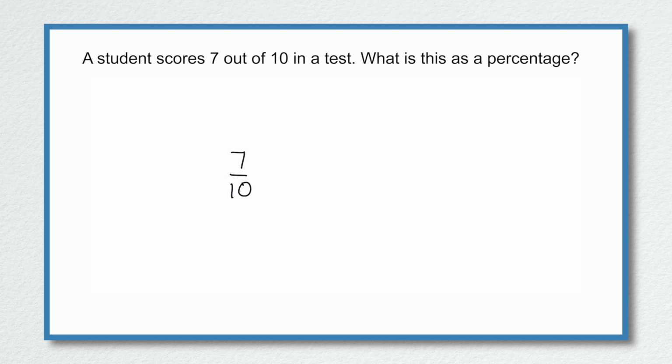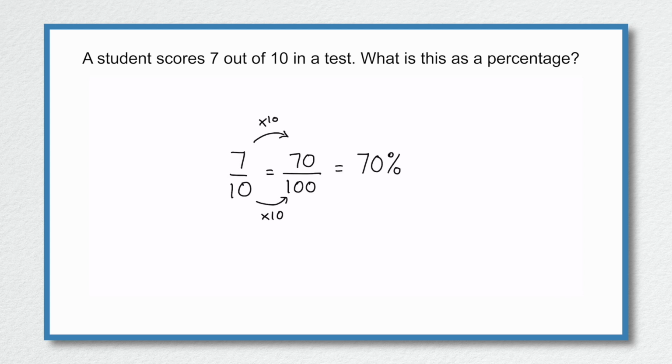Remember that percent is something out of 100. So what we need to do is to convert this fraction into a fraction as something out of 100. So we need to write an equivalent fraction for 7 over 10. I know that 10 multiplied by 10 is equal to 100. So if I multiply the denominator by 10, I have to multiply the numerator by 10. And that gives us 70 over 100. And of course, 70 over 100 is 70%.